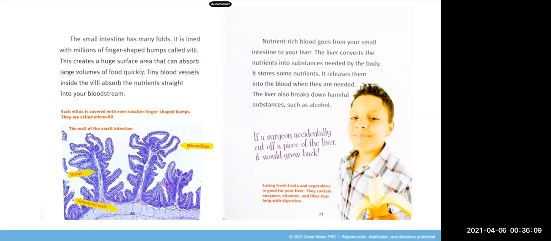Nutrient-rich blood goes from your small intestine to your liver. The liver converts the nutrients into substances needed by the body. It stores some nutrients. It releases them into the blood when they are needed. The liver also breaks down harmful substances such as alcohol.